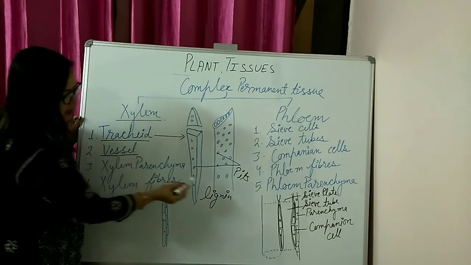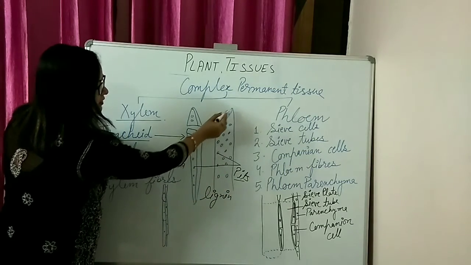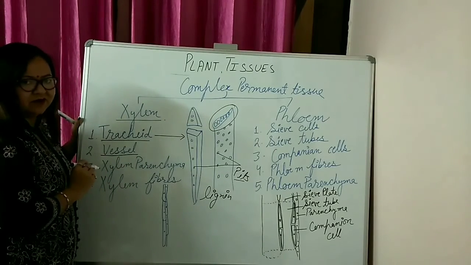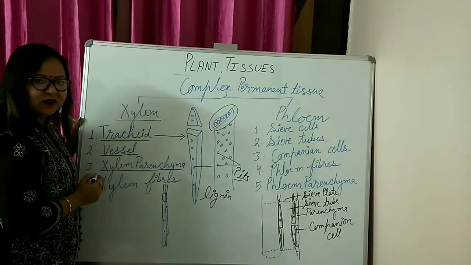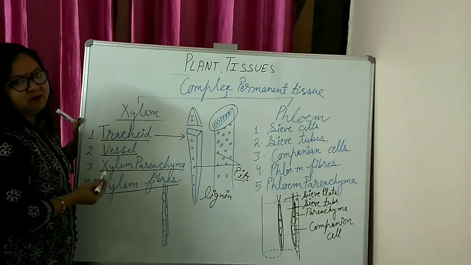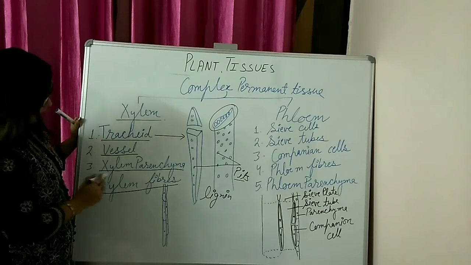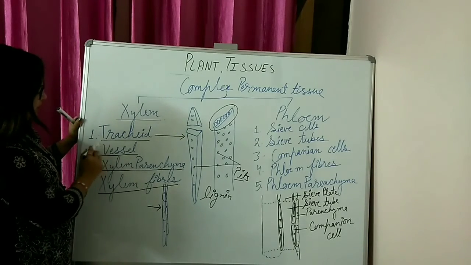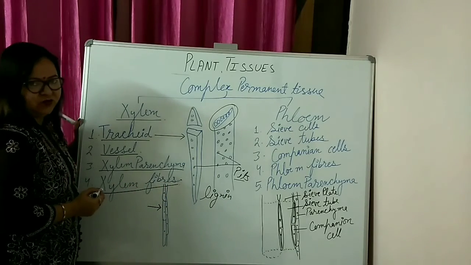They make a continuous channel for the conduction of water and minerals. Second, vessels. They are tubular cells having lignified walls with pits, and their ends have perforations and make a continuous channel for the conduction of water. Third, xylem parenchyma. They help in the storage of food. Fourth, xylem fibers, which provide mechanical support. Of these four components of the xylem, only the xylem parenchyma are living cells, and all the others, like tracheids, vessels and fibers, are dead at maturity.